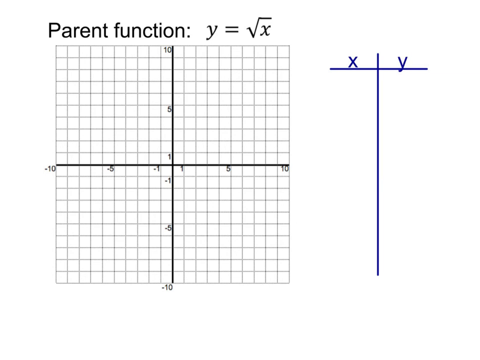All right. So let's start our table with something easy. What if x is 0? If I plug 0 in for x up here, that means I'm doing the square root of 0. And what is the square root of 0? 0, yeah. And so I know that the graph includes the point 0, 0. And so I plot that point at 0, 0. So go ahead and plot that first point on your graph.